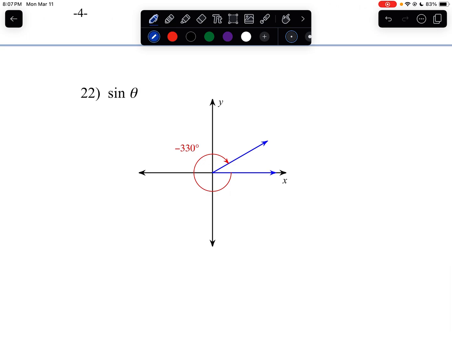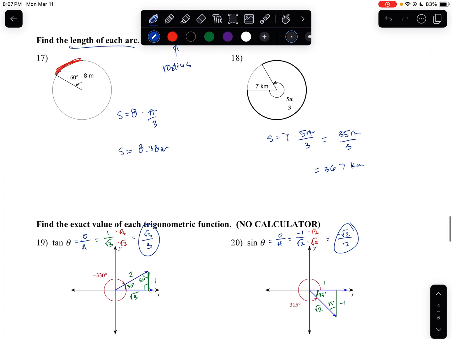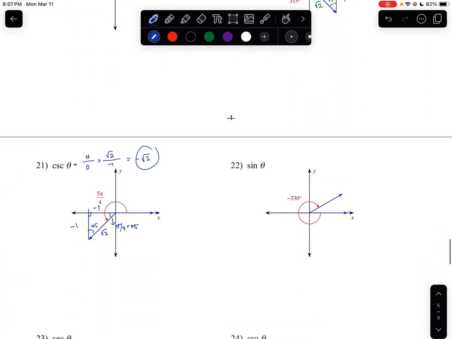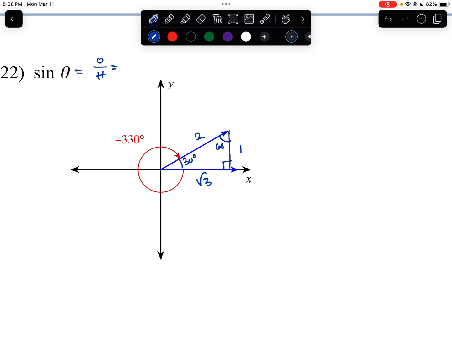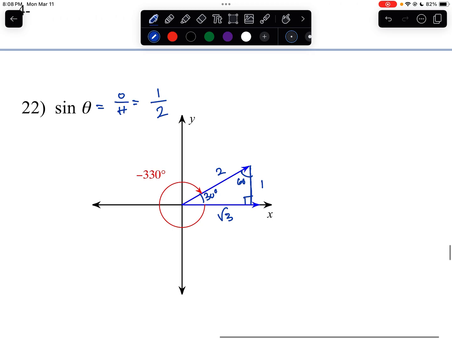Going here, we already had negative 330, like we did in 19. So this is going to be the same triangle. You're going to put it here. Your reference angle is going to be 30 degrees. This is going to be 60. This is going to be 1. That's going to be 2. This is going to be root 3. We want sine. Sine is opposite over the hypotenuse. So that's going to be 1 divided by 2. There you go.